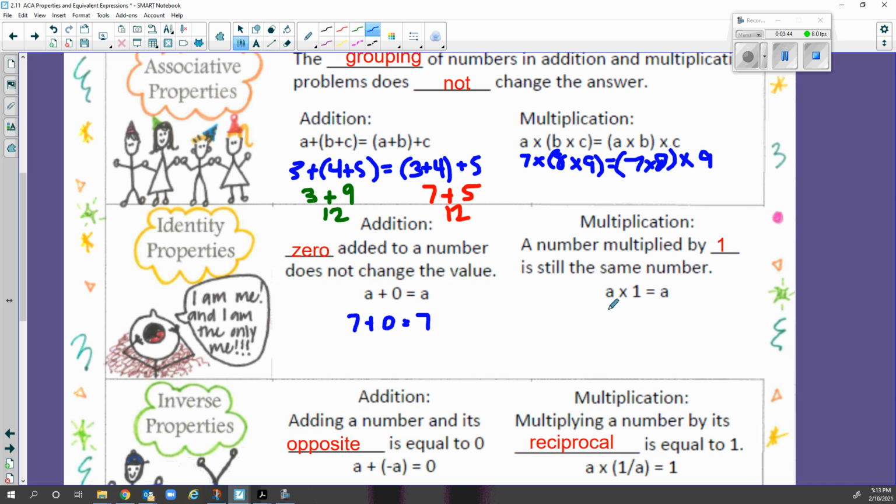Back to multiplication identity property. So if we do a times 1, we're still going to get a. So if I take something like 6 times 1, that still gives me 6. The identity of the first number is not changing.